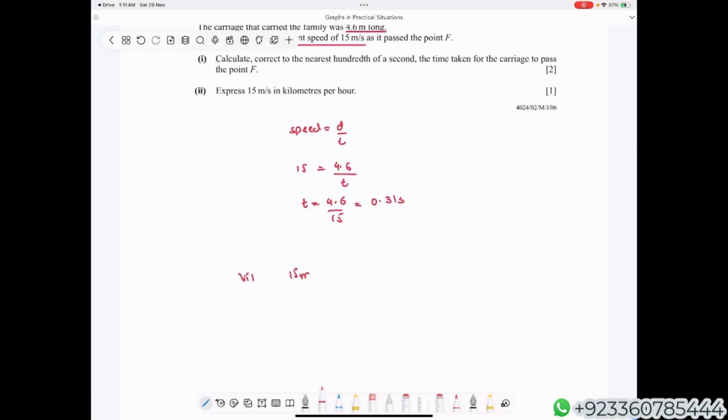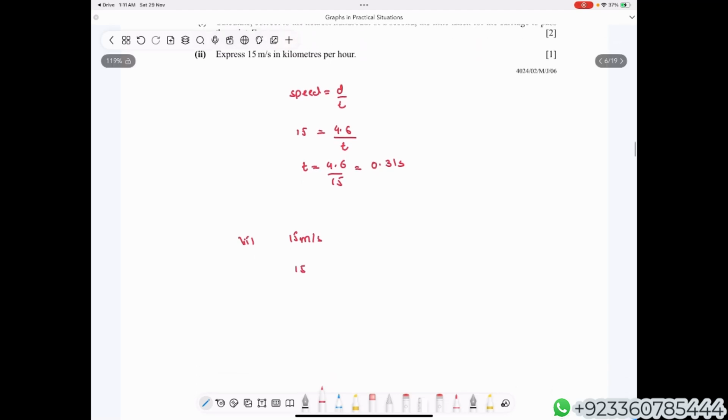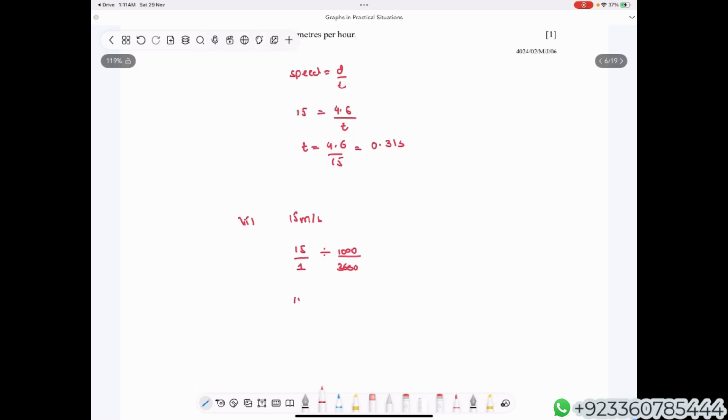So 15 meters per second ka matlab hai 15 meters in 1 second. Now meters se kilometers pe jaane ke liye you divide by 1000 and seconds se hours pe jaane ke liye you divide by 3600. So this is going to be 15 over 1 into 3600 over 1 over 1000. So this is going to cancel. 2 5s are 10, 5 3s are 15, 2 1s are 2, 2 18s are 36. So this is going to be 18 into 3, which is 54 kilometers per hour. I hope this is clear.